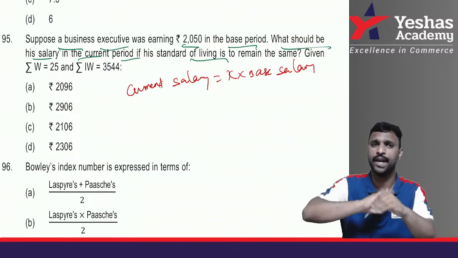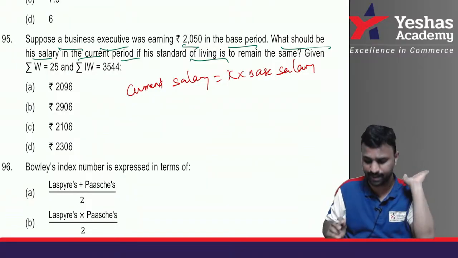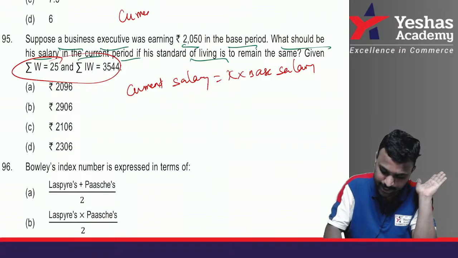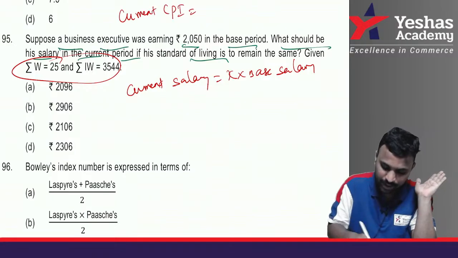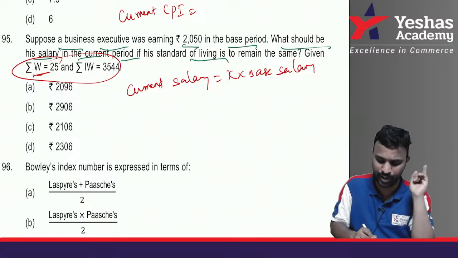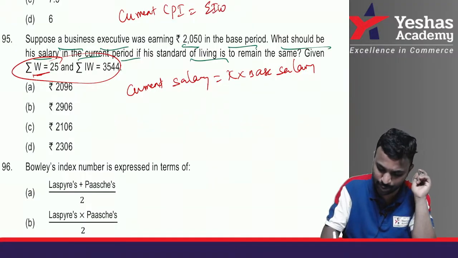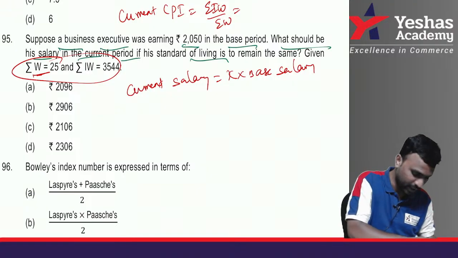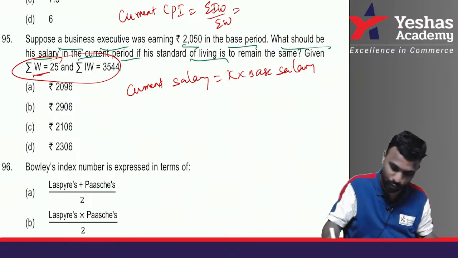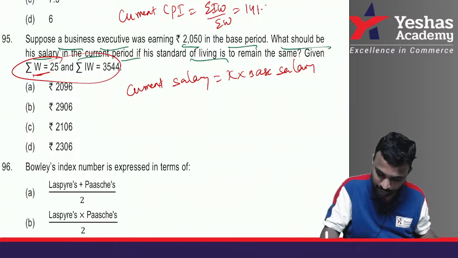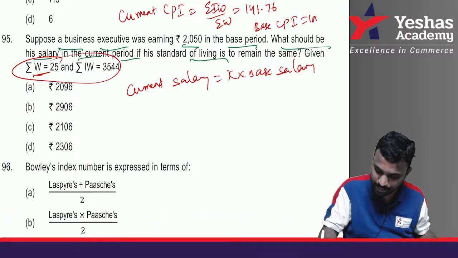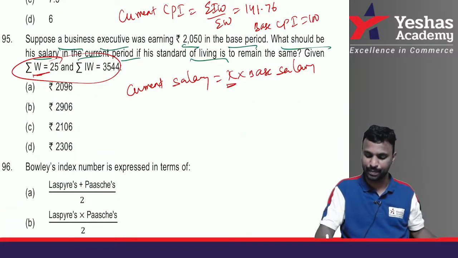Have they given base year CPI? No. Base year CPI is always taken as 100. Current year CPI, they have given a hint. What is it? Current CPI. Guys, whenever they give you summation W and summation IW, it is summation IW divided by summation W. Yes or no? Which is 3544 divided by 25. That gives you 141.76. And base CPI is how much? 100.